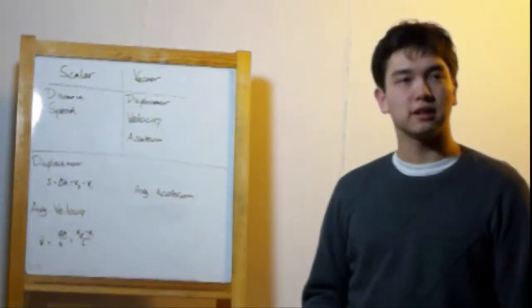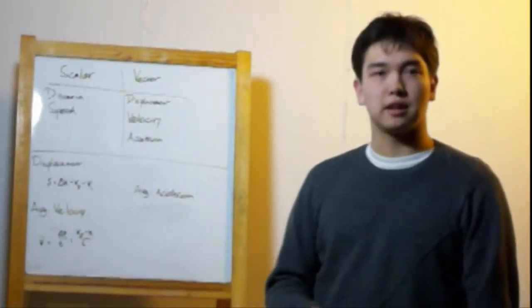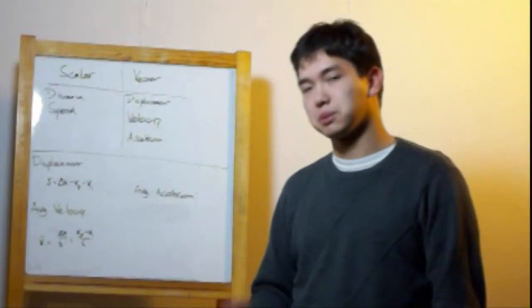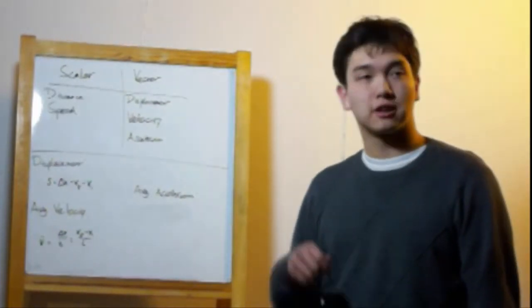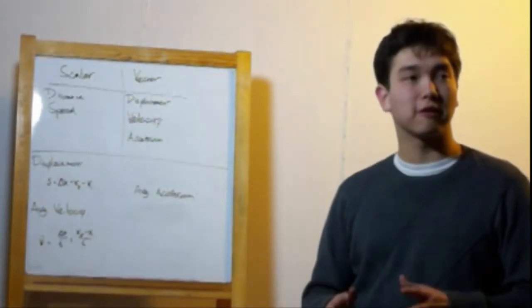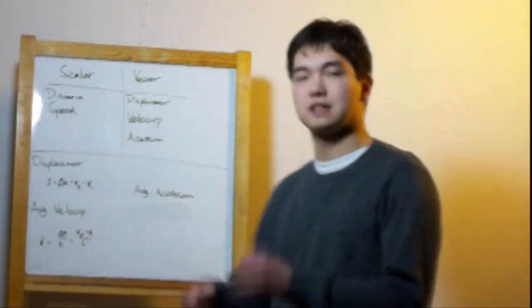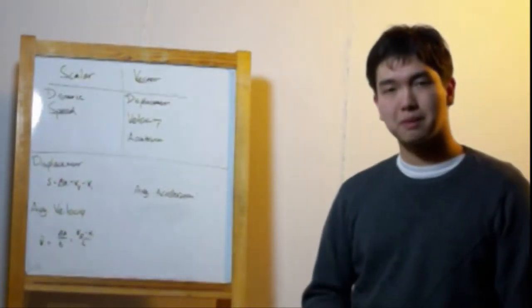So to illustrate this, let's say you're traveling at 5 meters per second, and you have an acceleration of 5 meters per second per second. That means every second you're going to go 5 meters per second faster. So you're going to start at 5, and then you're going to go 10, then 15, and so forth. Some rules to remember about acceleration.